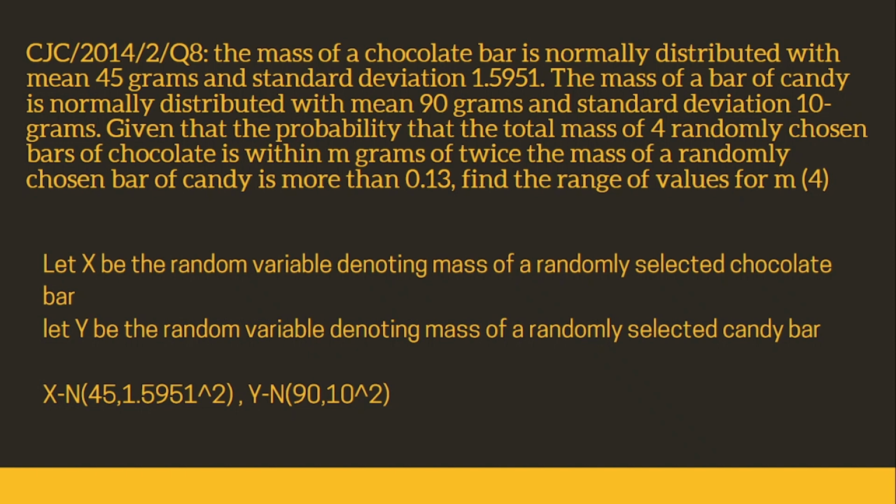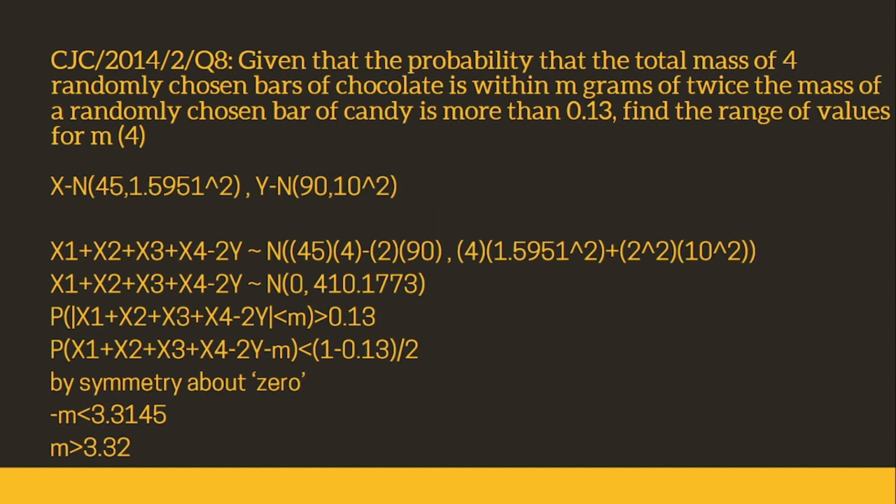So first thing first, we lay down all the information about x and y. So let x and y be the random variables denoting the mass of a chocolate bar and candy bar respectively. And so that's the information we lay down. Then you want to find x1 plus x2 plus x3 plus x4 minus 2y. So we are going to do that. So the mean will be 4 times 45 minus 2 times 90. And then the new variance will be 4 times 1.5951 squared plus 2 squared times 10 squared. So this will lead to a new mean of 0 and variance of 410.